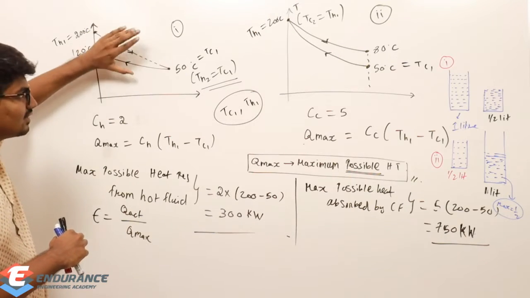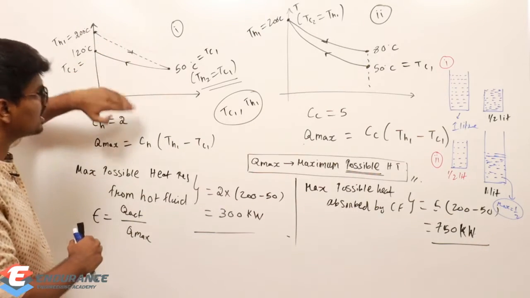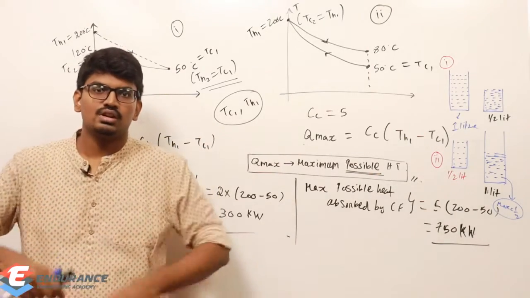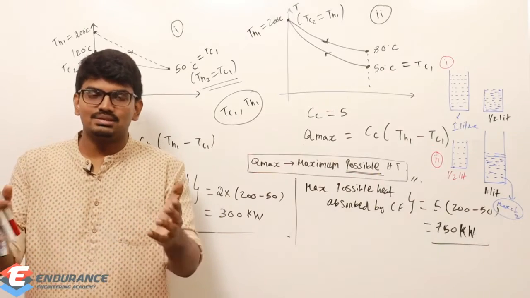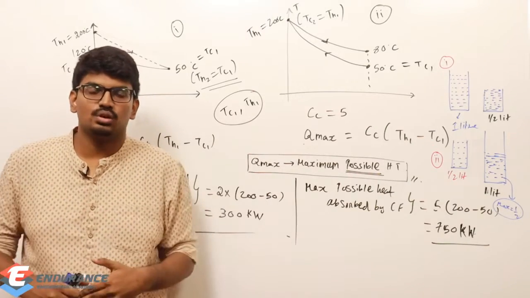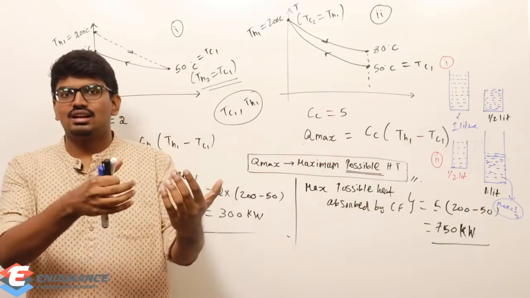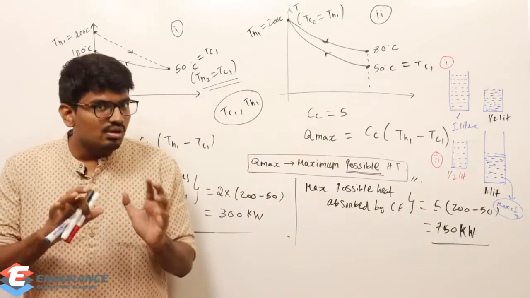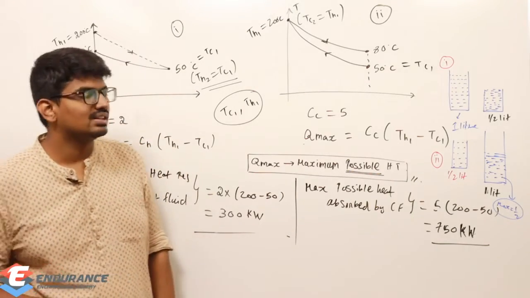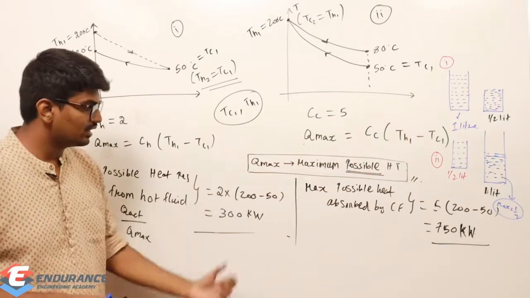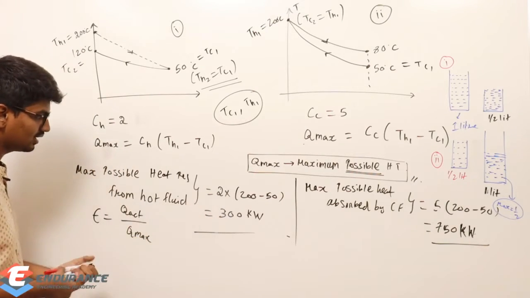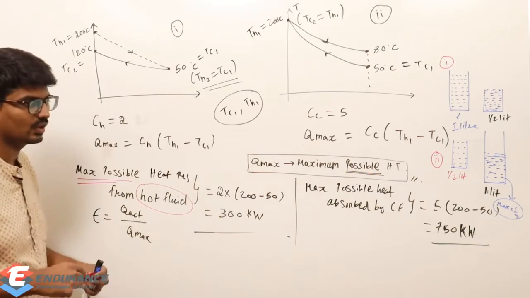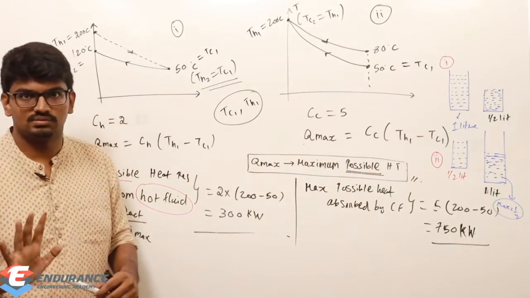The heat that the hot fluid is rejecting has to be absorbed by the cold fluid. Or in other words, whatever the maximum possible heat the cold fluid can absorb, that is the only heat the cold fluid can get from the hot fluid. I hope you got the point. Let me compare: in this example, we got 300 kilowatt. What is that 300 kilowatt? The maximum possible heat the hot fluid can reject. The hot fluid can reject 300 kilowatt.